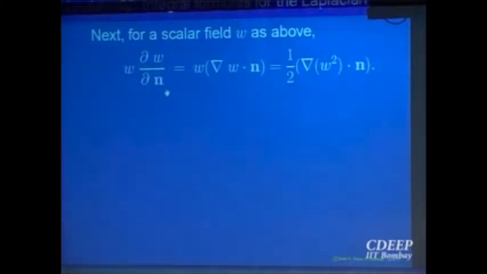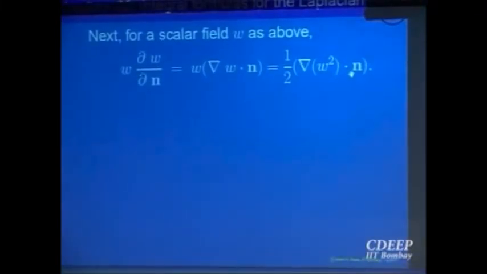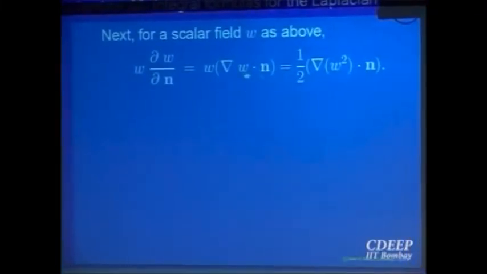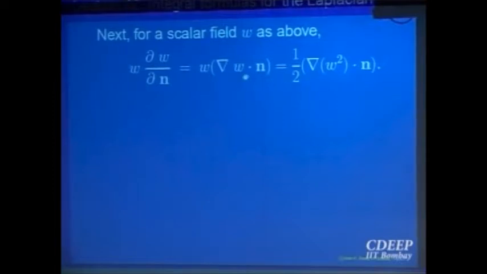This one we write as the directional derivative, which is the gradient dot n, right? But that I can write as half of del W square dot n. Del W square, when you differentiate, you will be getting 2 times. So same thing. Okay, so it is 1 half. So this quantity is written as del of W square dot n. The idea is the following.